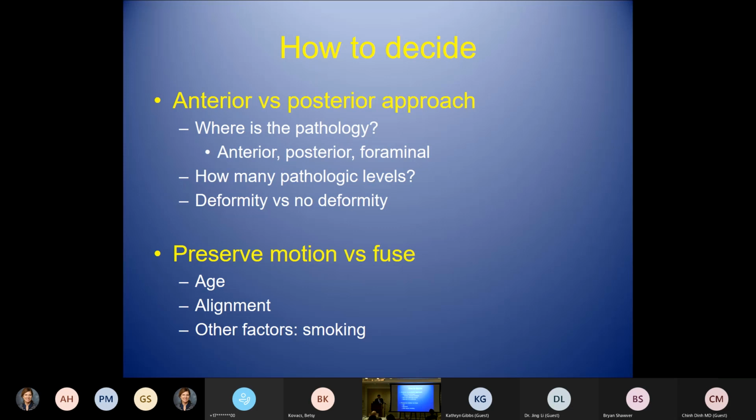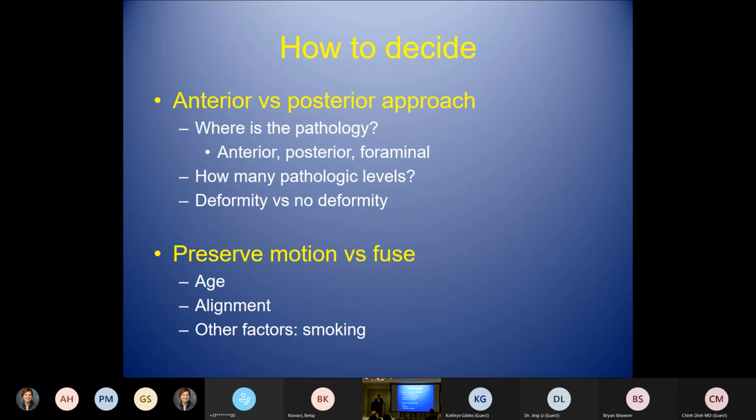And part of that has to do with age, right? So for a younger patient, we're much more keen to try to find a motion preserving operation as opposed to a fusion operation. Part of this has to do with alignment, right? So for somebody who has a kyphotic deformity of their spine, a motion preserving operation is probably not appropriate. And then there's other factors that come into play.